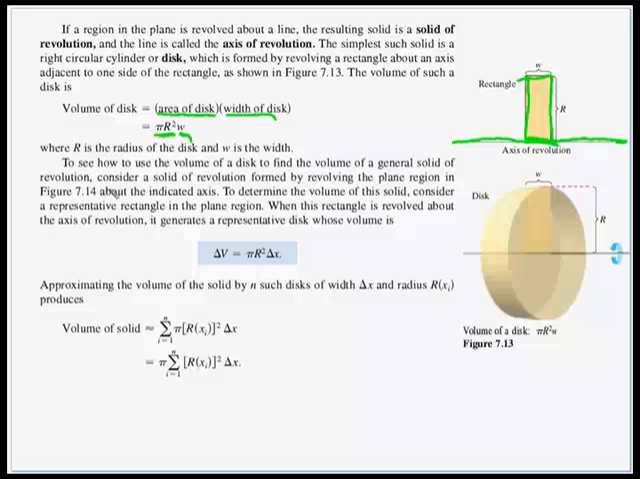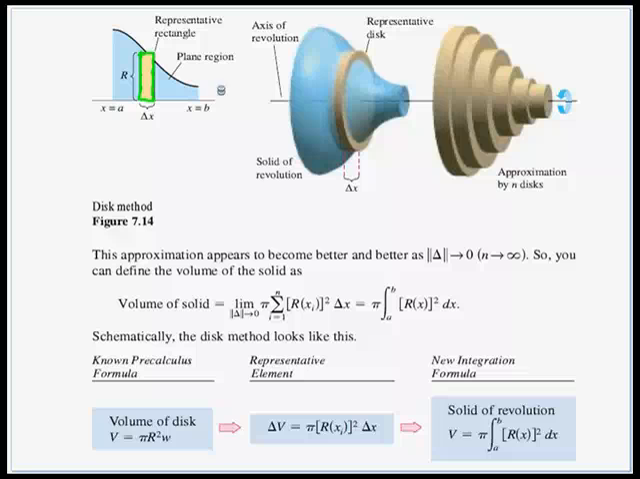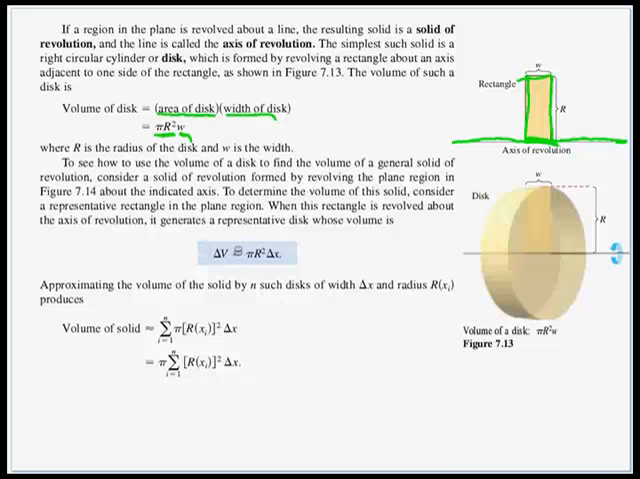So we revolve that plane about the indicated axis. To determine the volume of the solid, consider a representative rectangle in the plane region. When the rectangle is revolved about the axis, it generates a representative disk whose volume is. So here is our rectangle, height r, width delta x. We rotate that around this axis of revolution. And our change in volume, our delta V, or the volume of each individual disk, is pi times r squared, the radius squared, times its thickness, delta x.